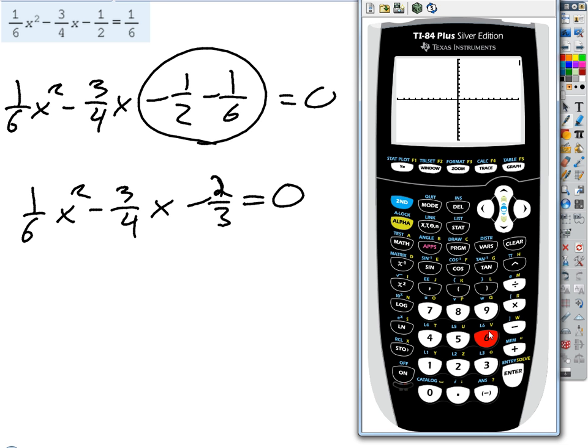Okay, those are my answers right there and there. That's it. I can see them on the graph. I just have to find them on the graph. So to find out what those are, remember what you do?